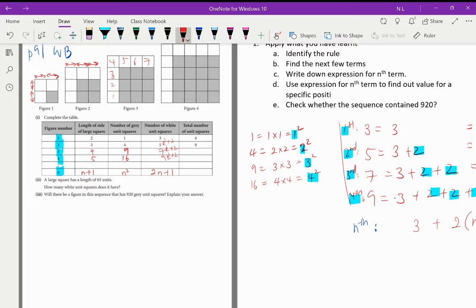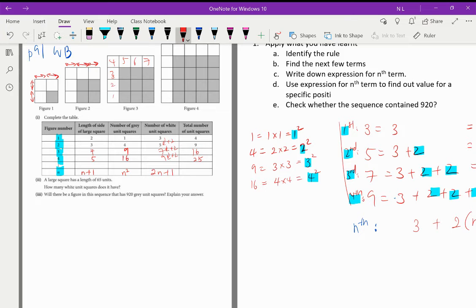So let's look at the last column, the total number of unit squares. In the first figure, it's 4 squares. In the second figure, I have 9 unit squares. In the third figure, I have 16 unit squares. In the fourth figure, I have 25 unit squares. So you notice that 4, 9, 16, 25. Does it ring a bell to you? What is this special number called? You're right, these are called square numbers. Why? Because we are taking a number and we square it.